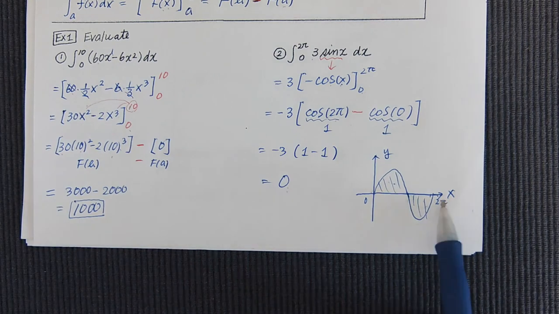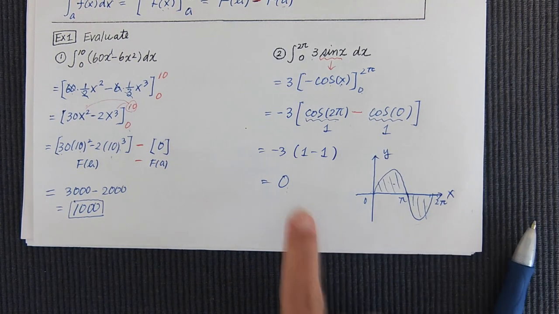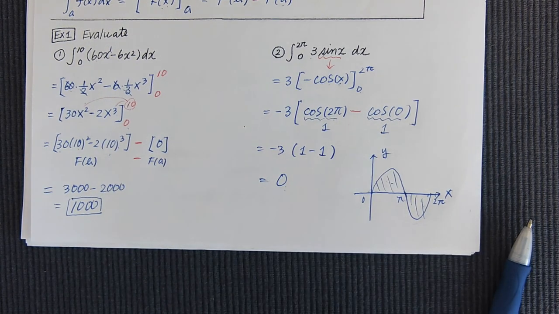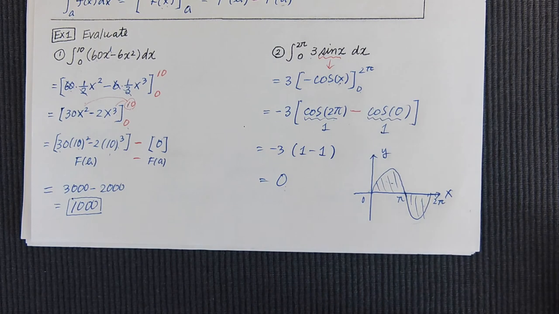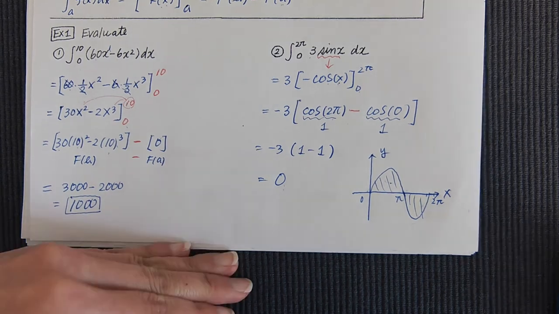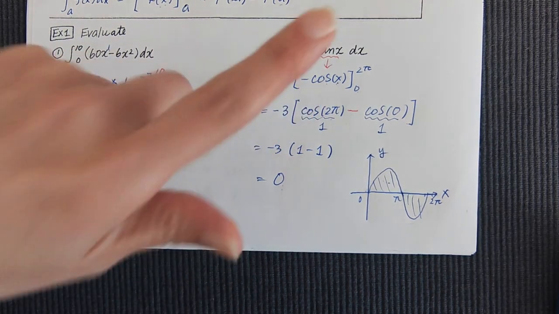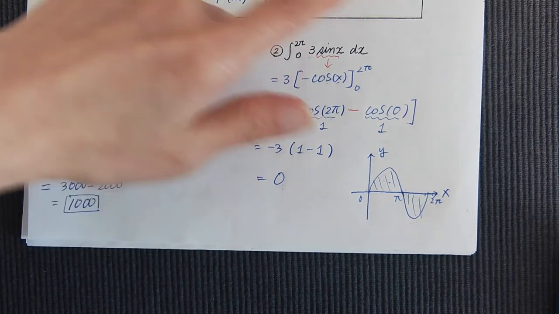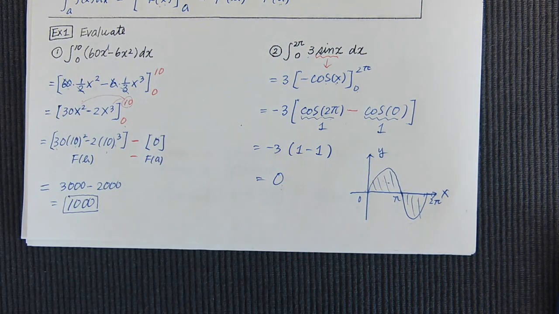It's 0 to 2 pi, and the area cancels out between 0 to pi and pi to 2 pi. That's why the answer equals 0. If you want to see the graph, that's the concept of the antiderivative. Most of the students I see know how to take the antiderivative, but some have a really hard time seeing the graph concept. You have to understand both ways. It's going to help in calculus a lot.